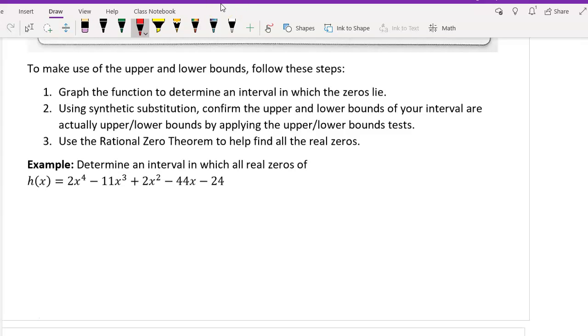So now we're going to determine an interval in which all the real zeros of h of x equals 2x to the 4th minus 11x cubed plus 2x squared minus 44x minus 24 exist.